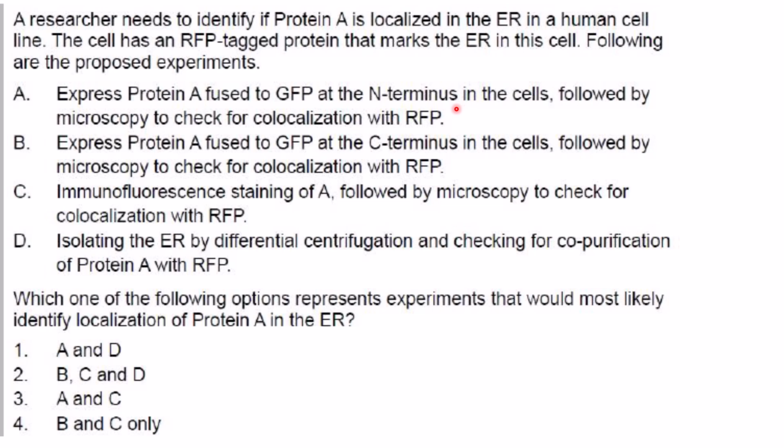He is not going to get a signal. Why? Because once the protein enters the endoplasmic reticulum, the N terminus, I told you, has a signal sequence. This signal sequence will be cleaved off by the signal peptidase. So if the signal peptide is at the N terminus, the signal peptidase will cleave it, and the GFP also will be cleaved. He will not get any signal. He may get only the RFP signal, but not the GFP signal. Okay, so A is not correct.